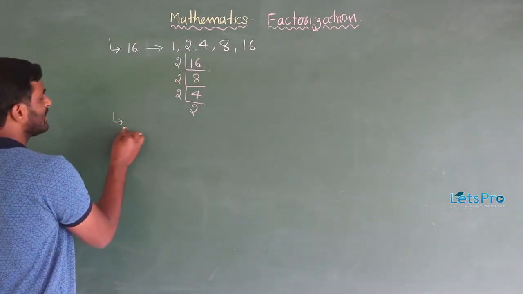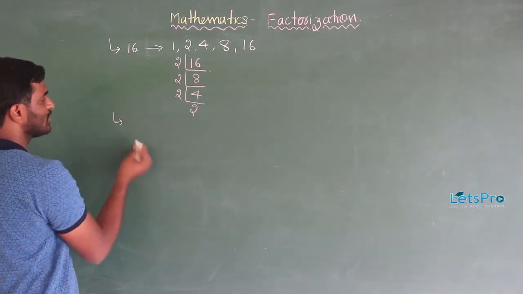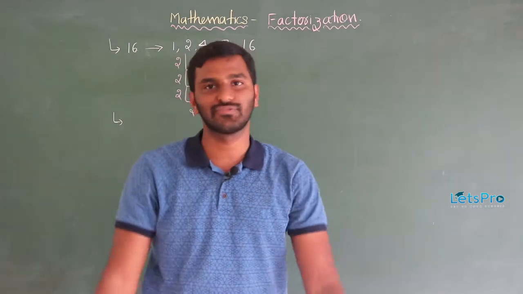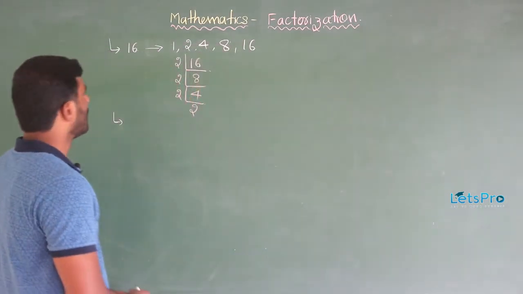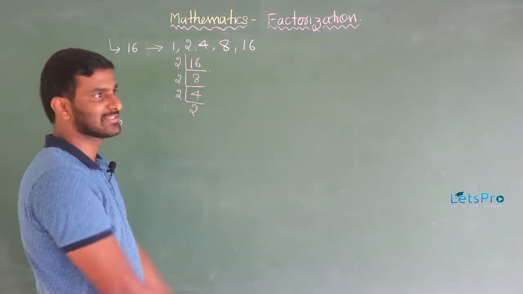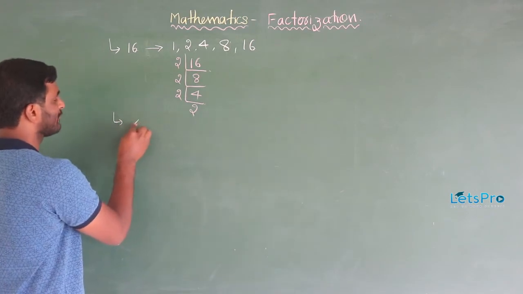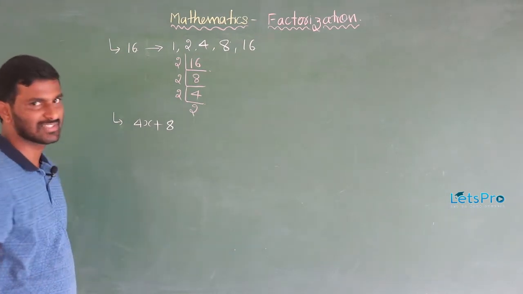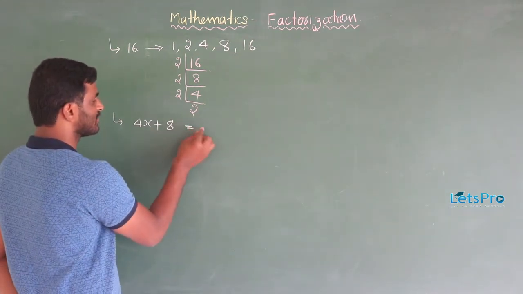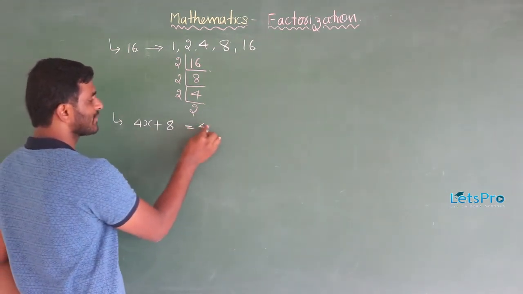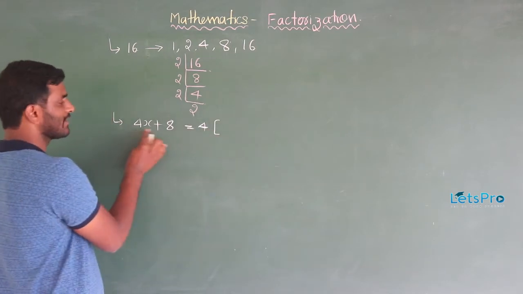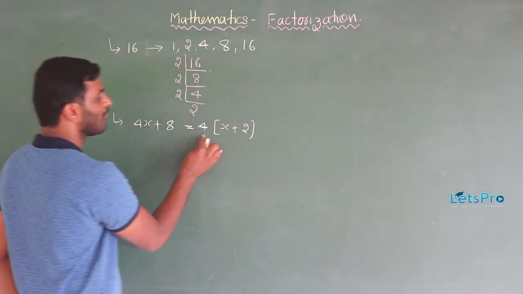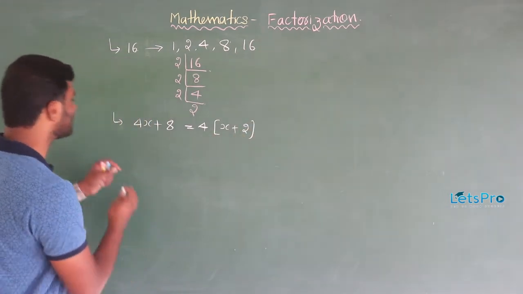And if you are taking a very huge number, like 1000 or 2000, so many factors we are getting here, correct? If you are taking algebraic expressions, there is 4x plus 8. Which factors are we getting here? Let us take 4 as common. 4 into, if you take 4 as common, the remaining is x plus 2. Hence 4 and x plus 2 are the factors of the expression.